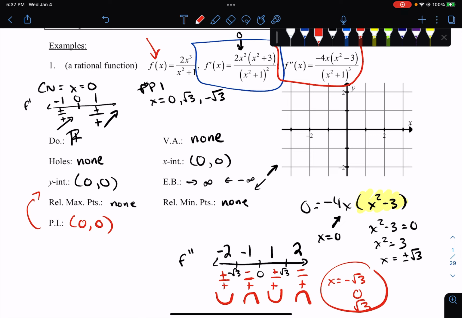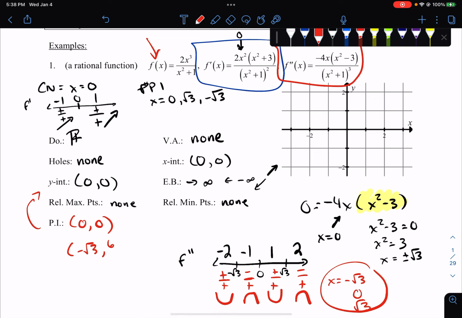When I plug in negative square root 3, you are welcome to plug that in. You're going to end up with what? Negative square root 3 cubed is going to become a 3 times a negative square root 3. So that's going to become, let's see, what are we plugging in? Negative square root 3. So on top, I'm going to end up with what?